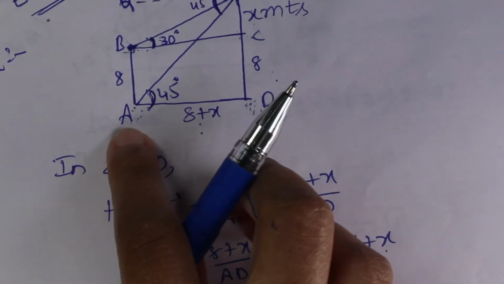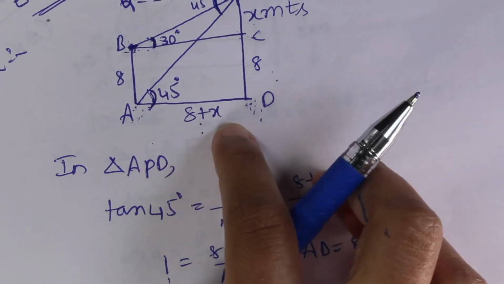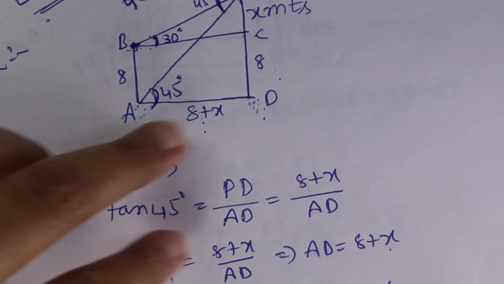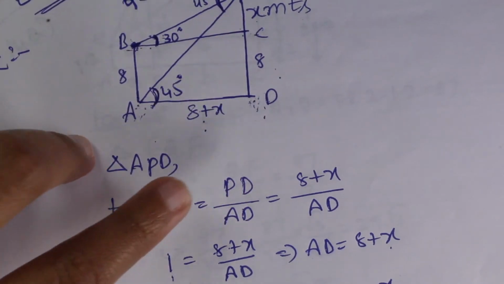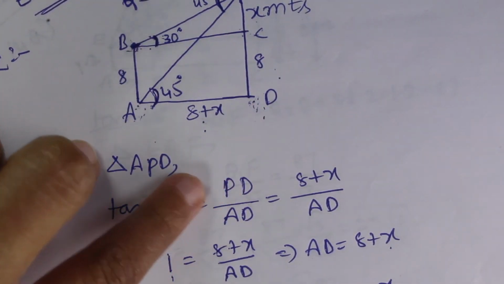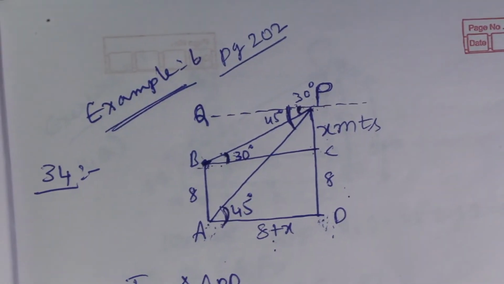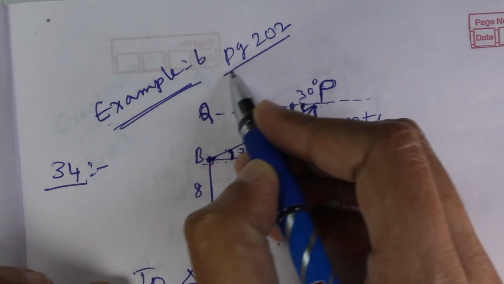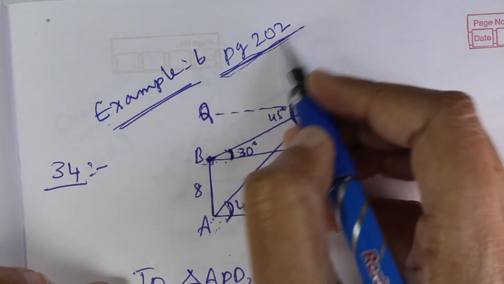What will be AD? AD is also the distance between the two buildings. AD is also 8 plus x. So it will be same as the height of the multi-storied building. The height of the multi-storied building and the distance between the two buildings is same. That is 8 plus x. This is actually an example problem. It is example 6 from page number 202 in chapter 9.